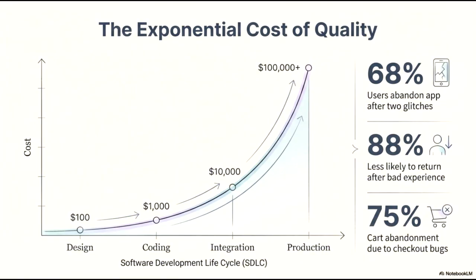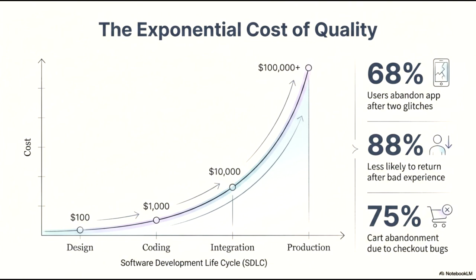Finding that same bug during coding increases the cost to $1,000. By the integration phase, it reaches $10,000. Once a product hits production, the cost of remediation can exceed $100,000, representing a staggering 1,000-fold increase from the initial design phase. Beyond the direct financial costs of development, the impact on user experience is even more severe.